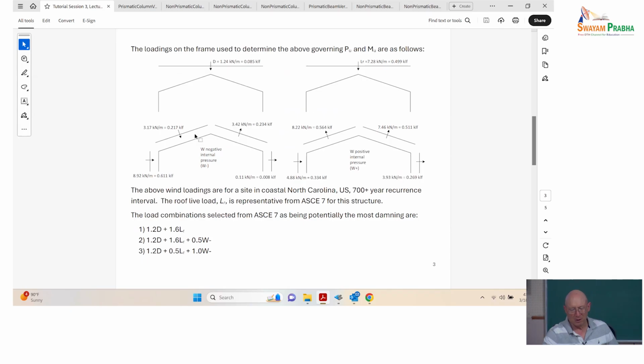So these are the loadings. Obviously, as an engineer, when you need to check a frame like this, if you want to analyze every load combination that the load standard throws at you, you've got a lot of work, right? And so what do you say? Okay, what do I expect to potentially be the load combinations that are going to be the most demanding on the frame here? So we're basically going to be looking at a combination of dead, that's upper left here, roof live load.